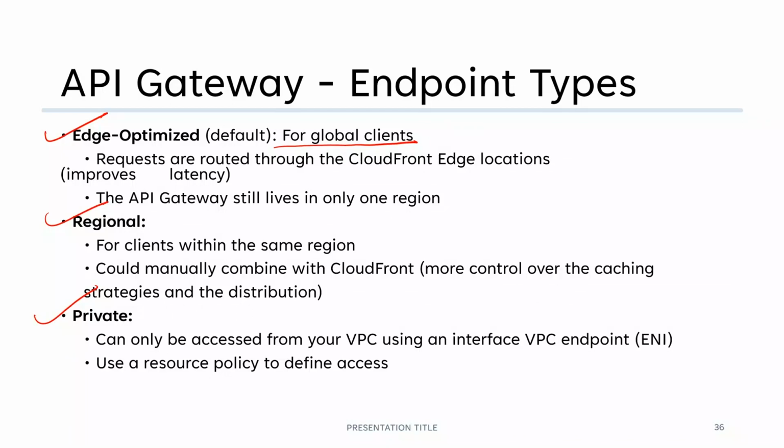Private means it can only be accessible in your particular VPC. It means it is private to your network. Only your subnets and whatever devices or services are in your subnet or your VPC will be able to access this. Simple as that.